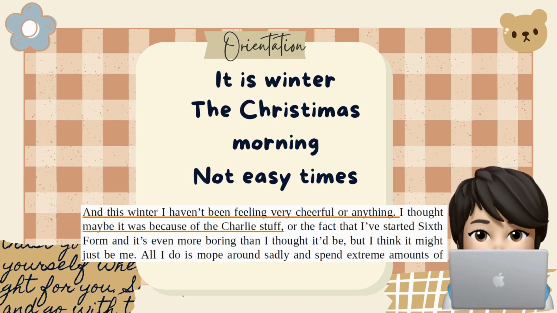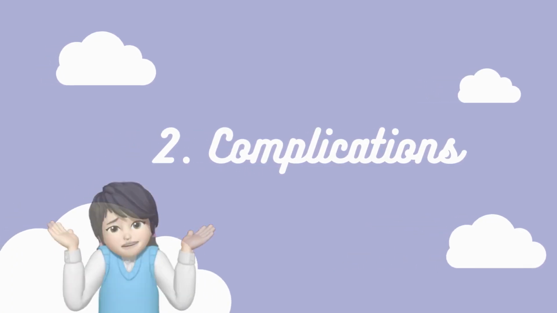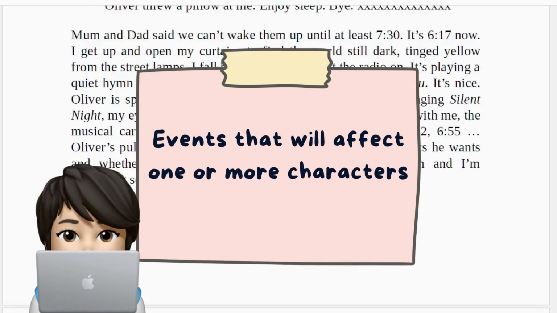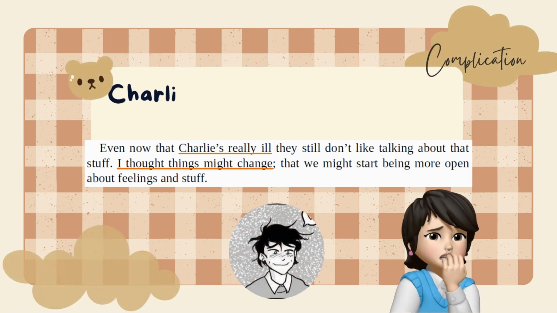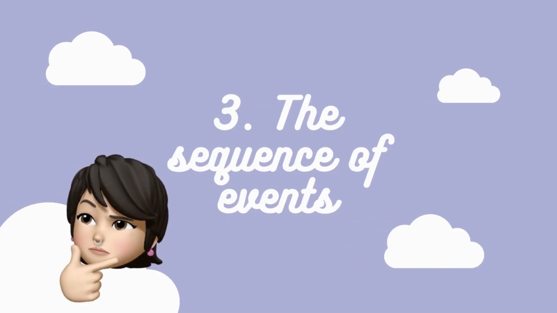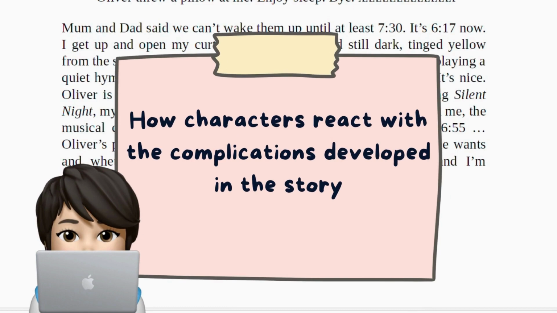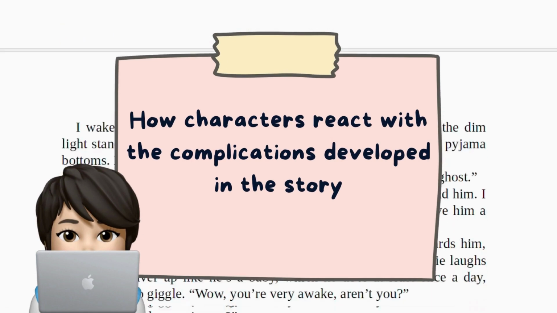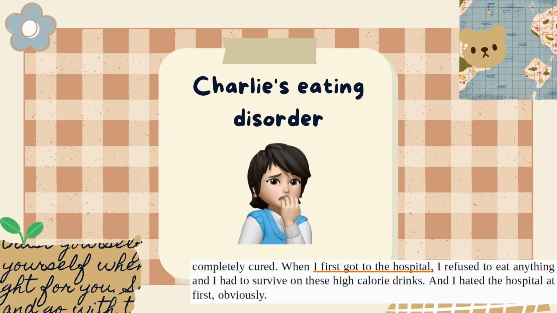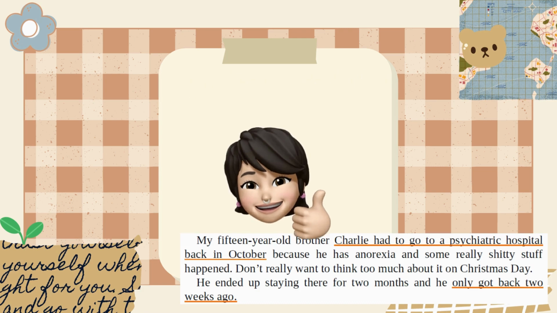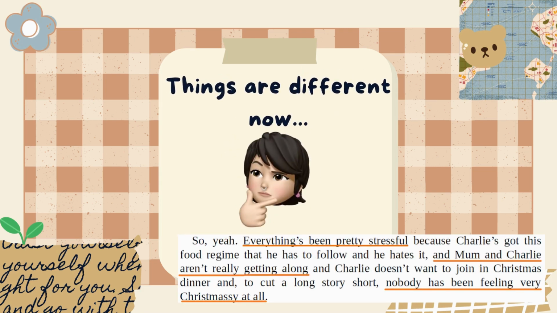which problems disappear. Complication: something that will trigger or begin a chain of events that will affect one or more characters. In this case, the complication is Charlie's eating disorder, which is disturbing the family's affairs and his sister's stability. The sequence of events is how the characters react to the complications, unfolding according to how the story is developed. Charlie went to the hospital because of his eating disorder, and now he's back for Christmas. However, everything has felt different since his return.